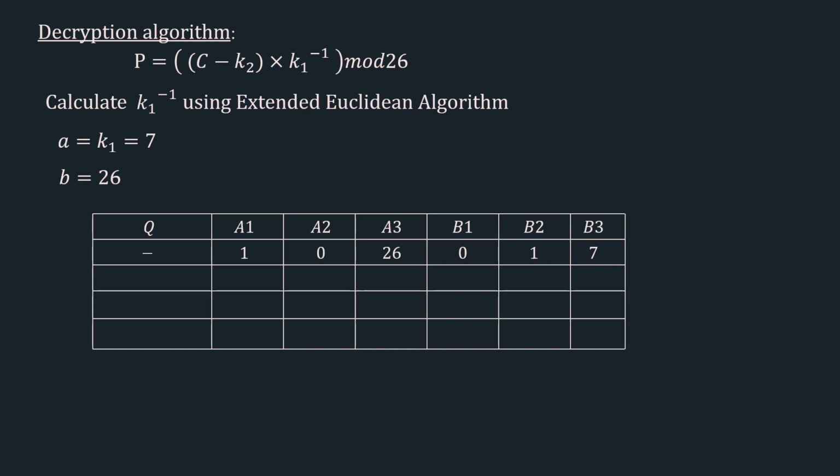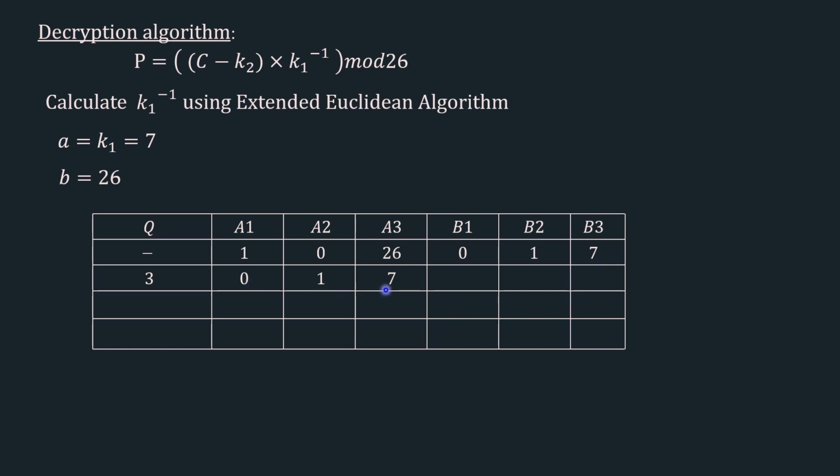So we will calculate the next value of Q. The formula for Q is the floor of A3 by B3. So it is floor of 26 by 7. If we divide 26 by 7, we get 3 point something something, and then we apply the floor operation, so we get the value as 3. Now let's calculate the values of A. The values of A are the previous values of B. So your A1 is 0, A2 is 1, and A3 is 7. So we have 0, 1, and 7.